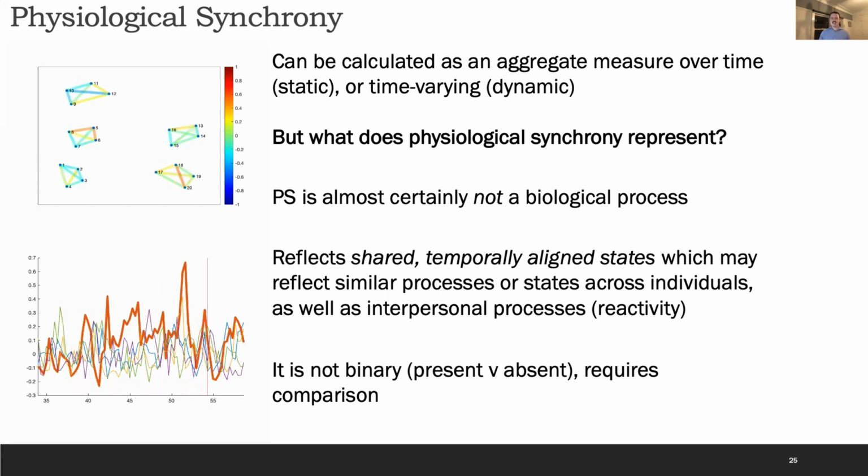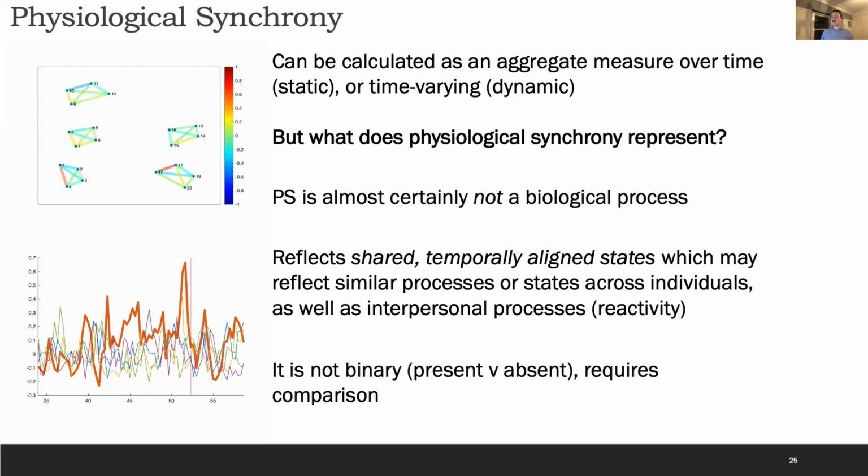I usually use the analogy that if you had two people and every week you got them to fill out an anxiety and depression survey, if they were both increasing over time, you wouldn't say that those two people have some sort of connection or process going on. It's just the fact that they are sharing perhaps a similar process individually. So I usually explain synchrony as reflecting shared, temporally aligned states, which may reflect similar processes across individuals.